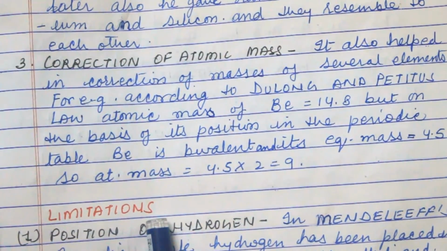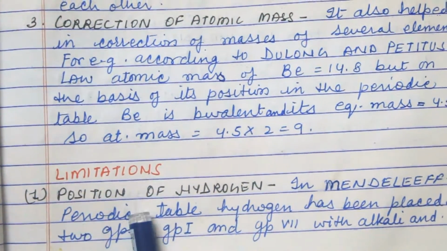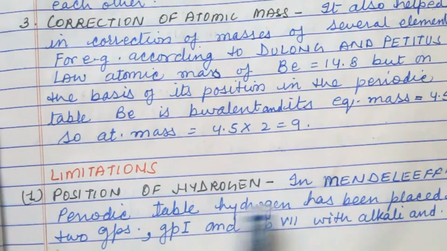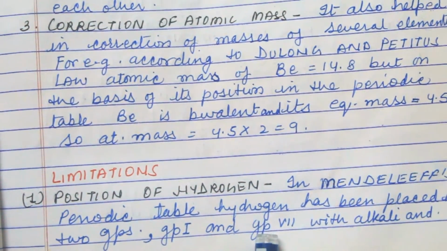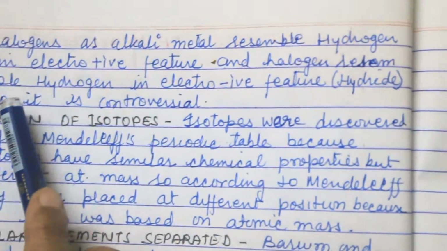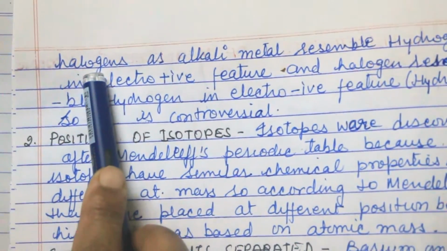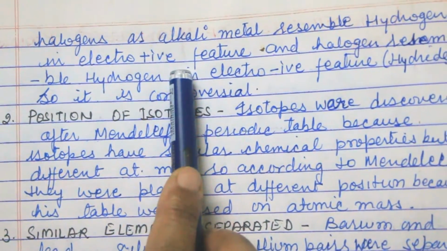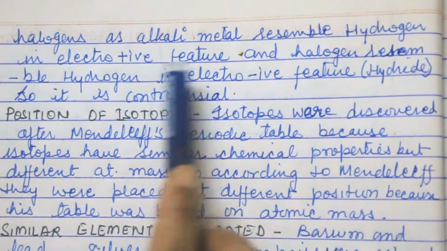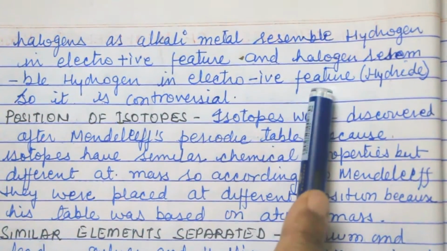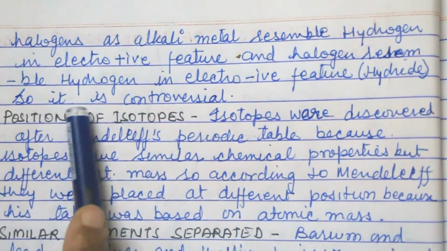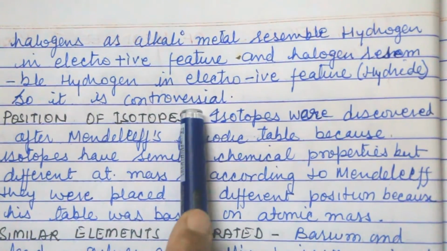Now the limitations of Mendeleev's periodic table. First is the position of hydrogen. In Mendeleev's periodic table, hydrogen has been placed in two groups, group 1 and group 7, that is with alkali metals and with halogens. Group 1 is alkali metals and group 7 is halogens. Alkali metals resemble hydrogen in electropositive feature and halogens resemble hydrogen in electronegative feature, that is hydride. The negative feature of hydrogen is hydride. So it is a controversial matter.